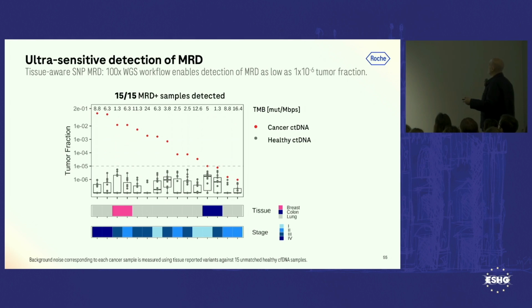So with the comparison for all 15 of the samples, we were able to see positive MRD for all 15 of the samples we looked at, and would assess that we were at the 1 to 10 to the minus 6 estimated tumor fraction for these, and you get an idea of the breakdown between the different tissue samples and the stages of the cancer for each of the samples.